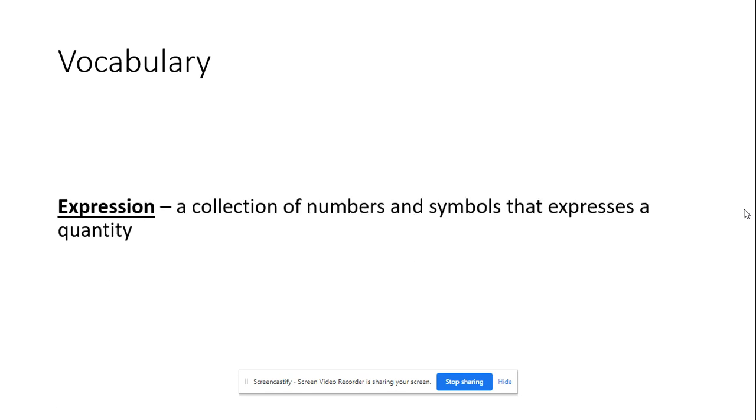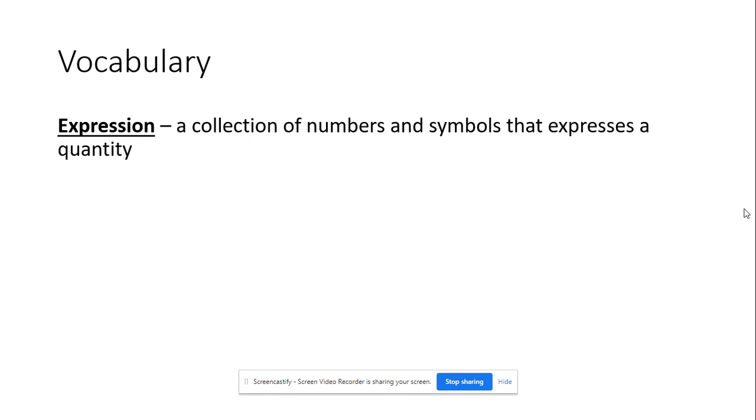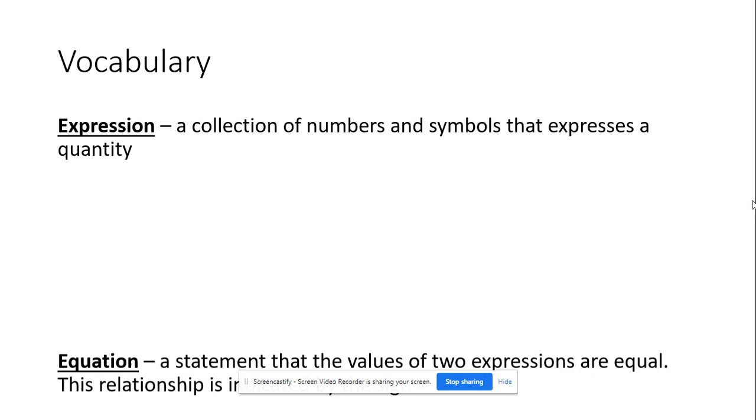So just to run through our vocabulary, we have an expression, which is a collection of numbers and symbols that express a quantity. That is what you were working on last week. So we have different terms, like numeric terms, which just have numbers, and then we also have variable terms that have variables attached to them.